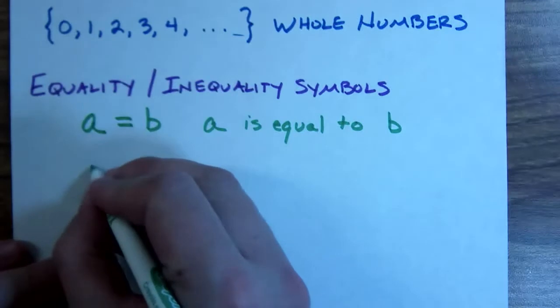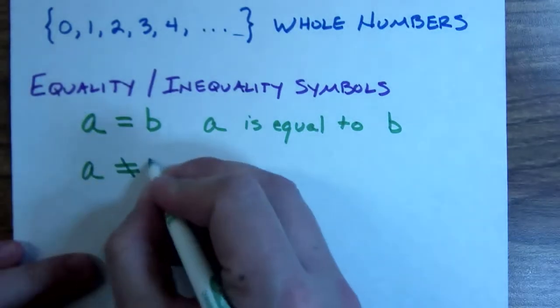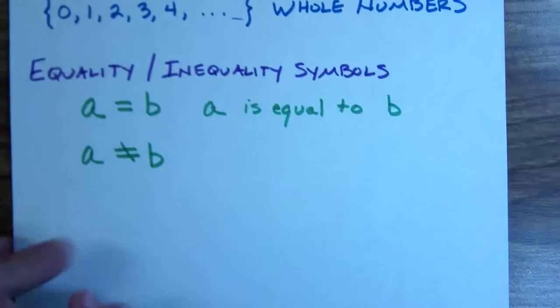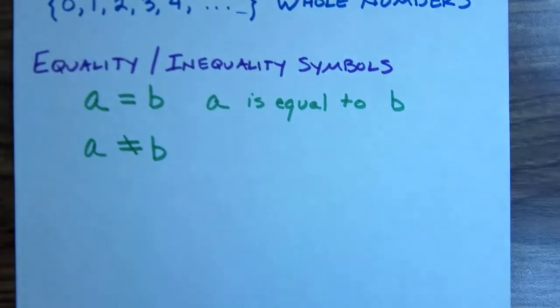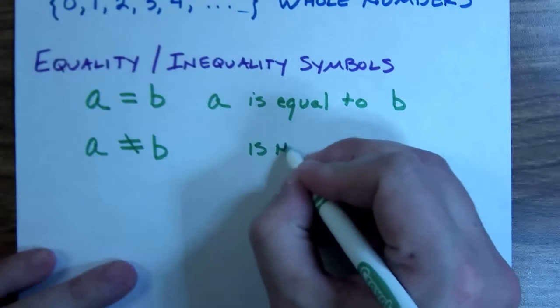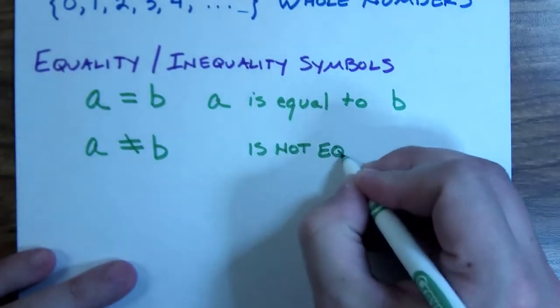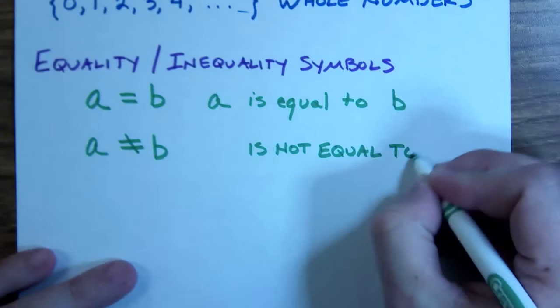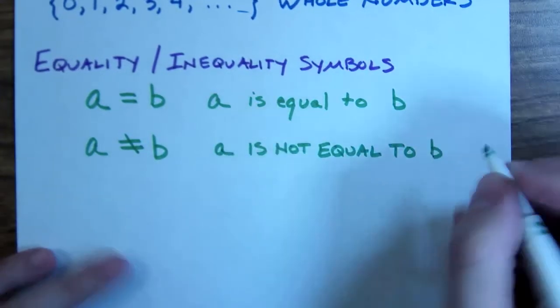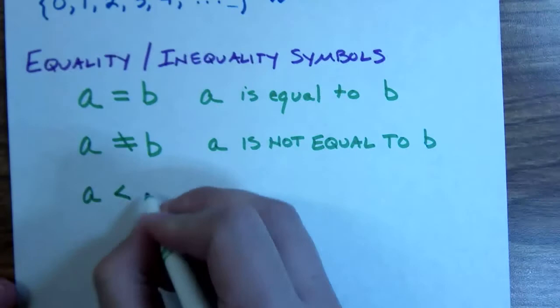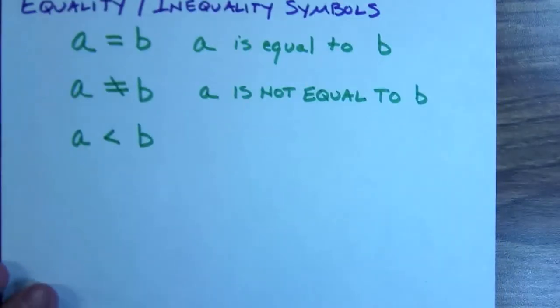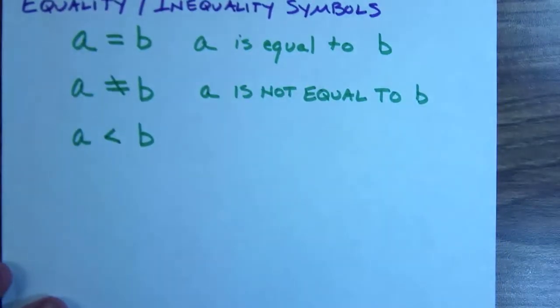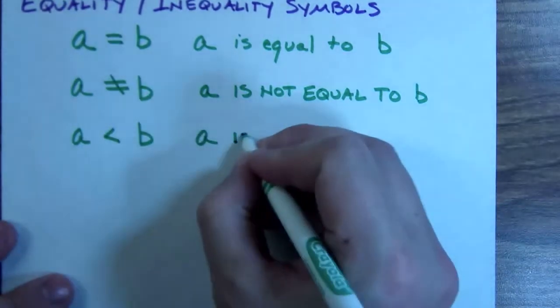Have you seen this one before? Is not equal to. A is not equal to B. How about this one? You seen that guy? Greater. What was your second choice? A is less than.